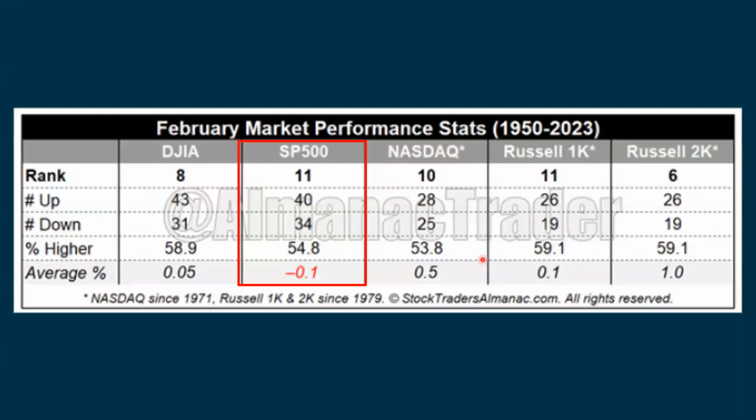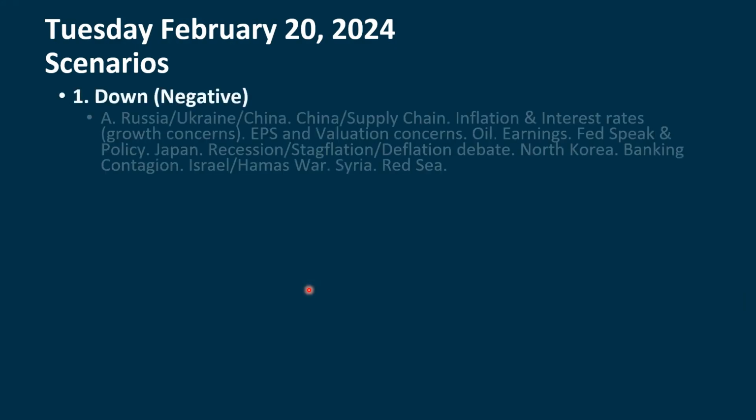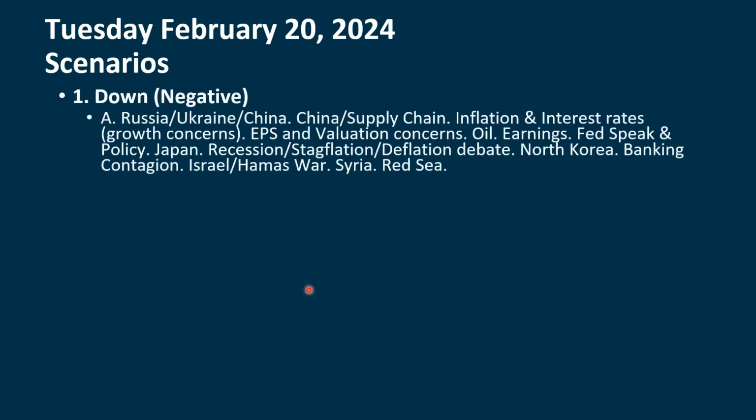Then looking at the statistics from 1950 to 2023, the S&P is up a little bit more than down in the month of February, but we do end up having a negative return on the month. And then this is kind of crazy spacing here. We're not really going with the down one right now. We don't want to front run this.